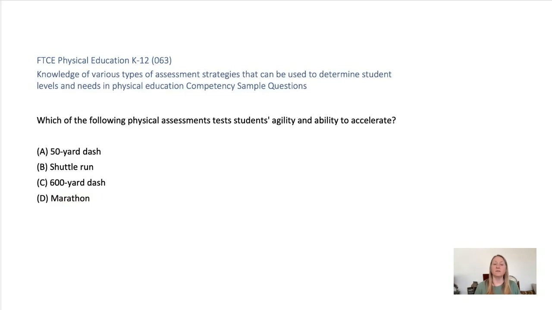Which of the following physical assessments tests students' agility and ability to accelerate? A, 50-yard dash, B, a shuttle run, C, 600-yard dash, or D, marathon.